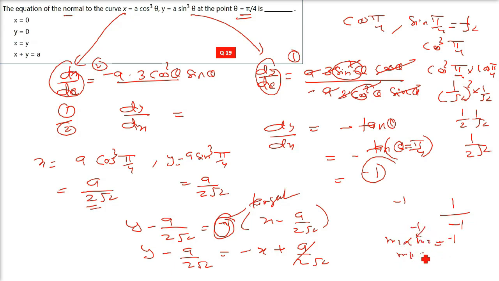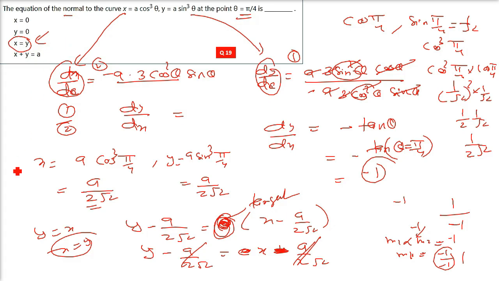Now I'm going to keep it right. So it has to be plus. So now this a by root 2 gets cancelled. Y is equal to x, or x equals y. That is the third option here, and that is the answer of this question.